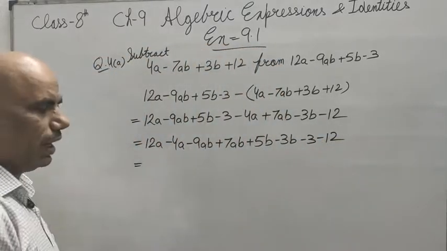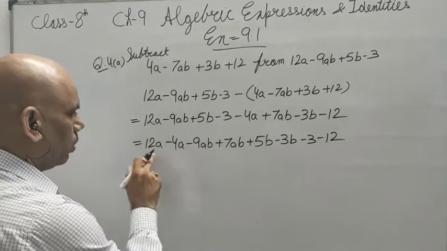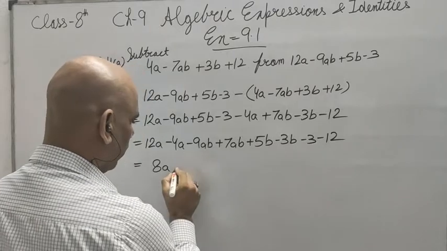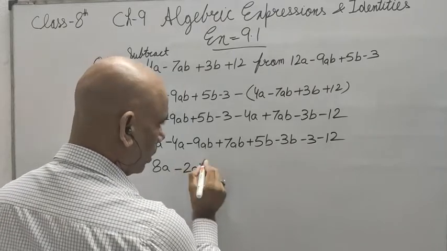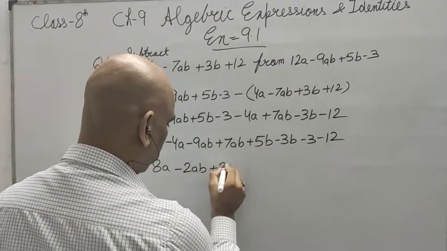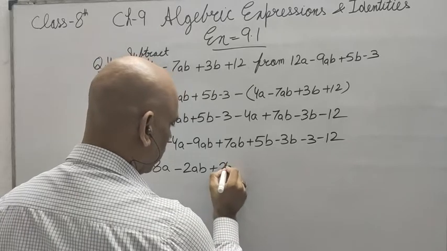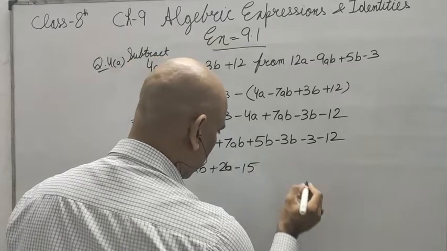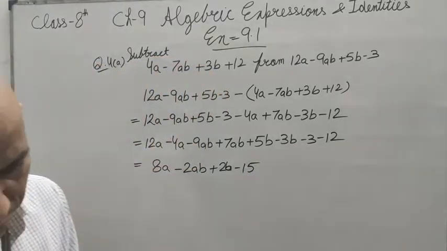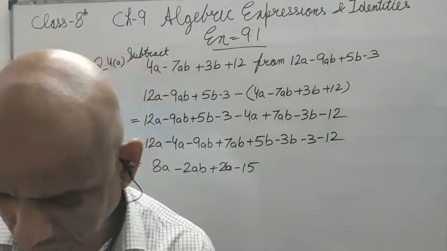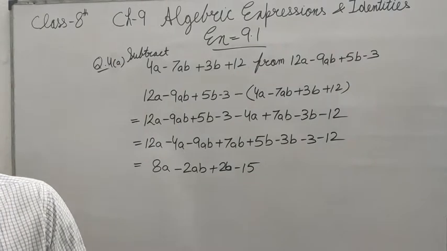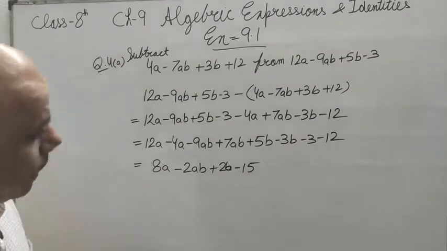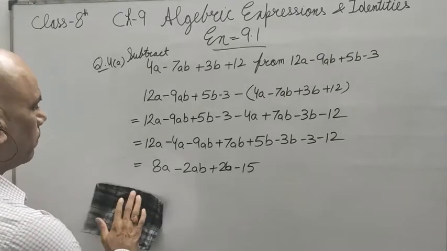Now the same sign will be added, different sign will be subtracted. 12 minus 4 will be 8a. 9ab and 7ab will give me minus 2ab. 5b and 3b will give me plus 2b, and minus 3 and minus 12 will be minus 15. So this way you will get the answer of this part of your question. Similarly, you will have to solve all the parts.